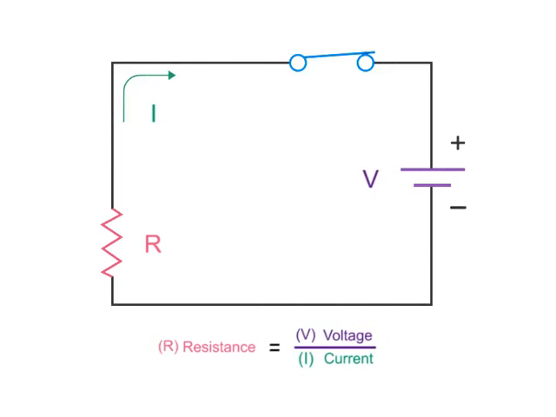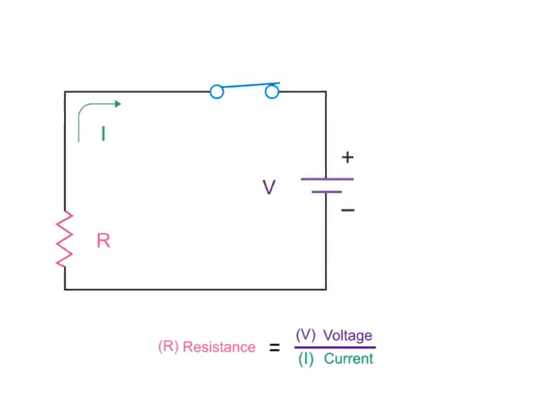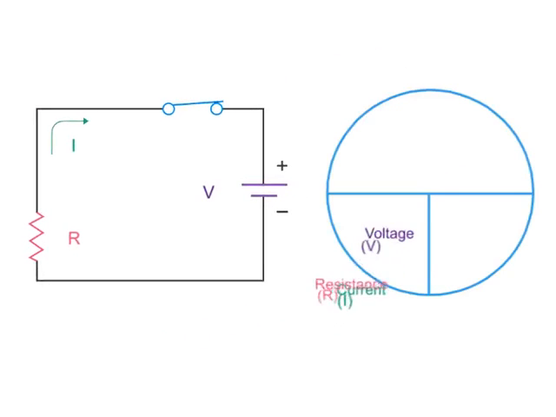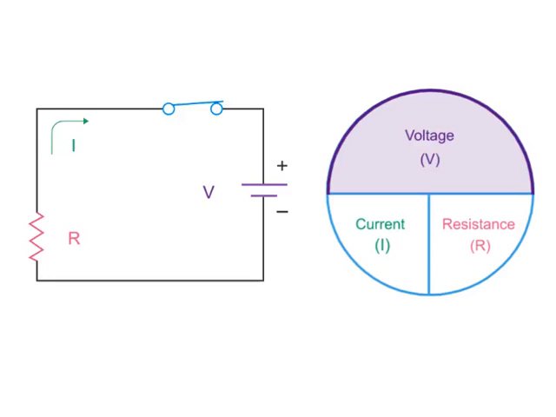A tool to assist in calculating the values associated with the Ohm's law equations is the Ohm's law circle. If you want to solve for voltage, then you multiply current and resistance. If you want to solve for resistance, then you divide voltage by the current. If you want to solve for current, then you divide voltage by the resistance.